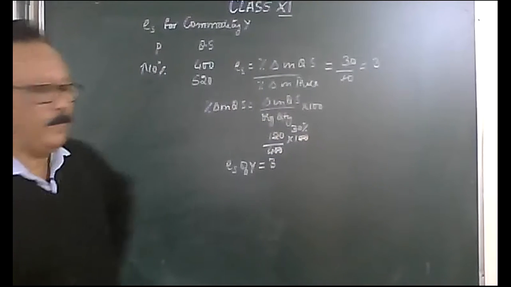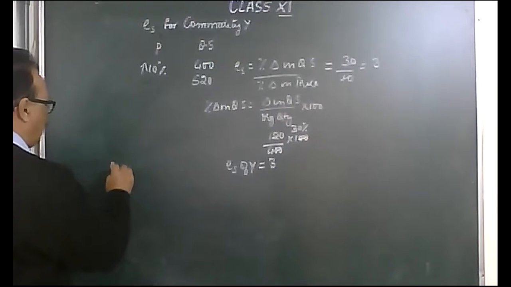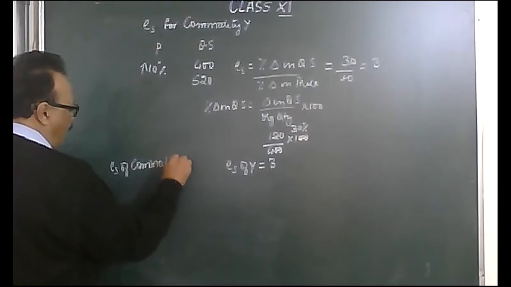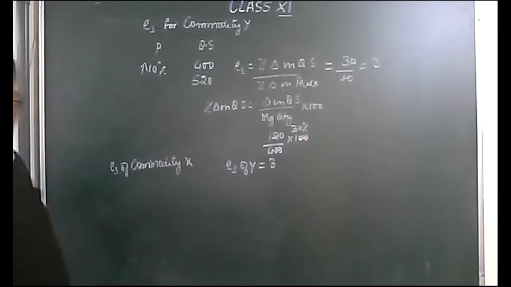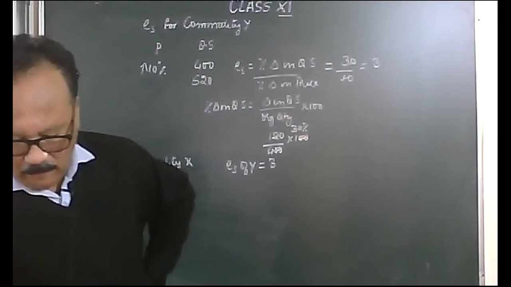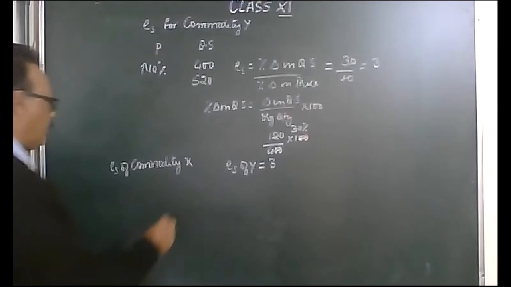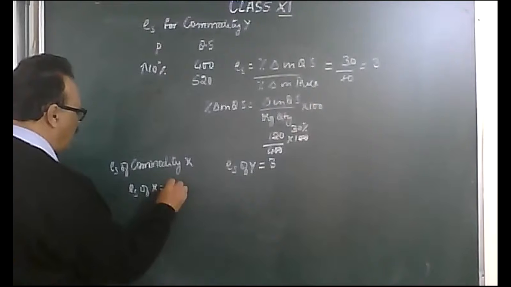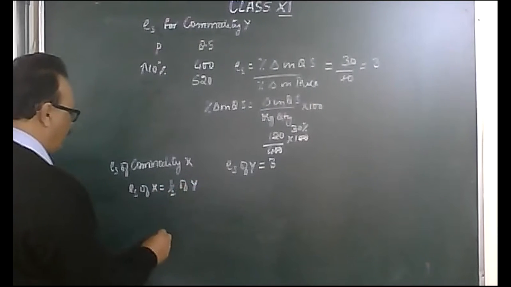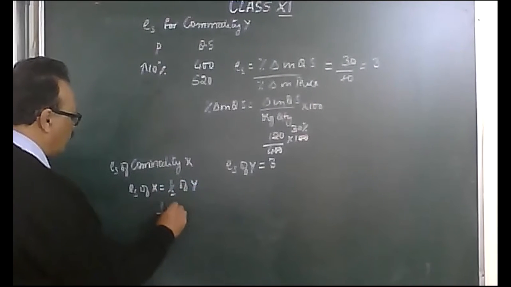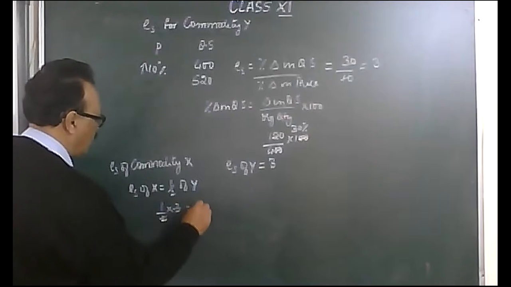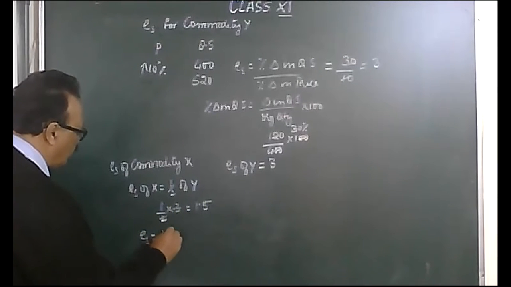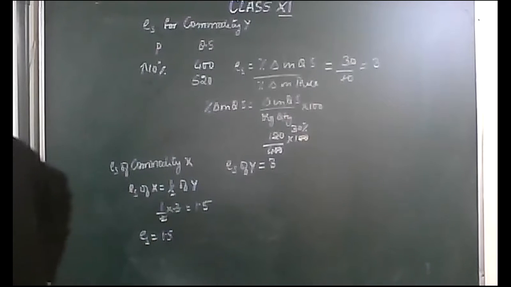Now what do we know? Elasticity of supply of commodity X, what is it? Half of Y. So elasticity of supply of X is equal to half of Y. Half into 3 is equal to 1.5. Elasticity of supply for X is equal to 1.5.